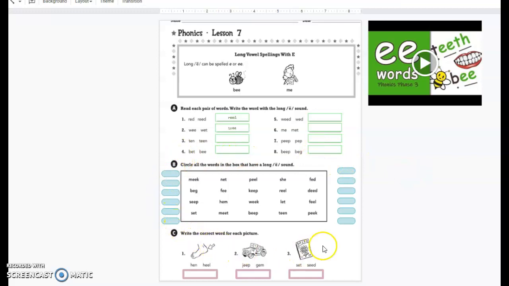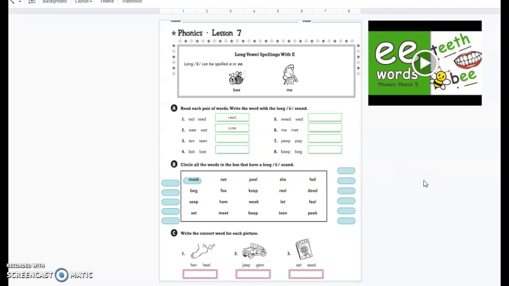All right, and then when you come down here, you're going to circle all the words in the box that have the long E sound, and you're just going to drag these little bubbles, okay? So you're going to read the words in the box, and if they have the long E sound, remember, long E says its name, so if you hear E when you read the word, you're going to put a circle over it. So the first one says meek, meek. So that does have a long E sound, so we're going to put a circle over it.